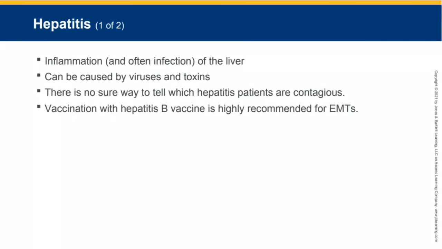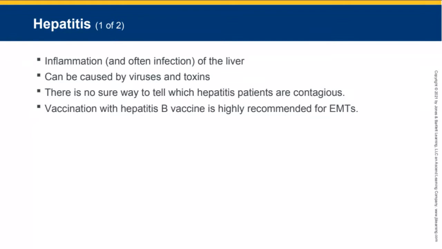Hepatitis. Hepatitis really refers to inflammation and often infection of the liver. It can be caused by a number of different viruses and toxins. There is no way to tell which hepatitis patients are contagious.